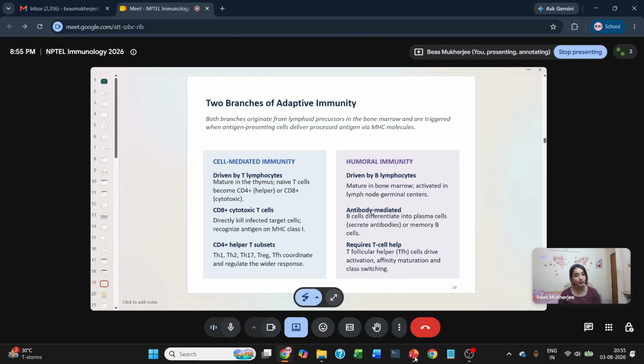Now we have humoral immunity. This is driven by B lymphocytes. They mature in the bone marrow. They are activated in the lymph node germinal center. In antibody mediated immunity, the B cells differentiate into plasma cells and secrete antibodies, or into memory B cells. And they require help from the T cell. So follicular T helper cells drive activation, affinity maturation and class switching. Once again, affinity maturation and class switching we are going to talk about in our upcoming lectures.